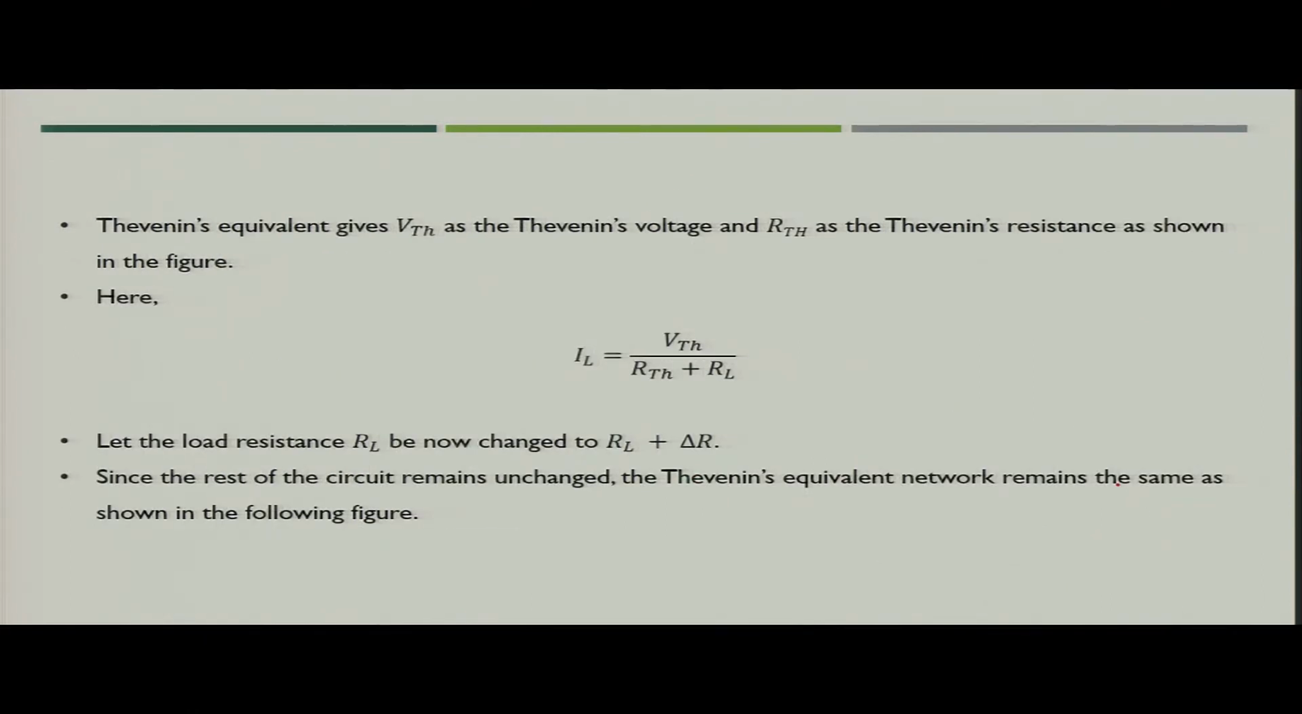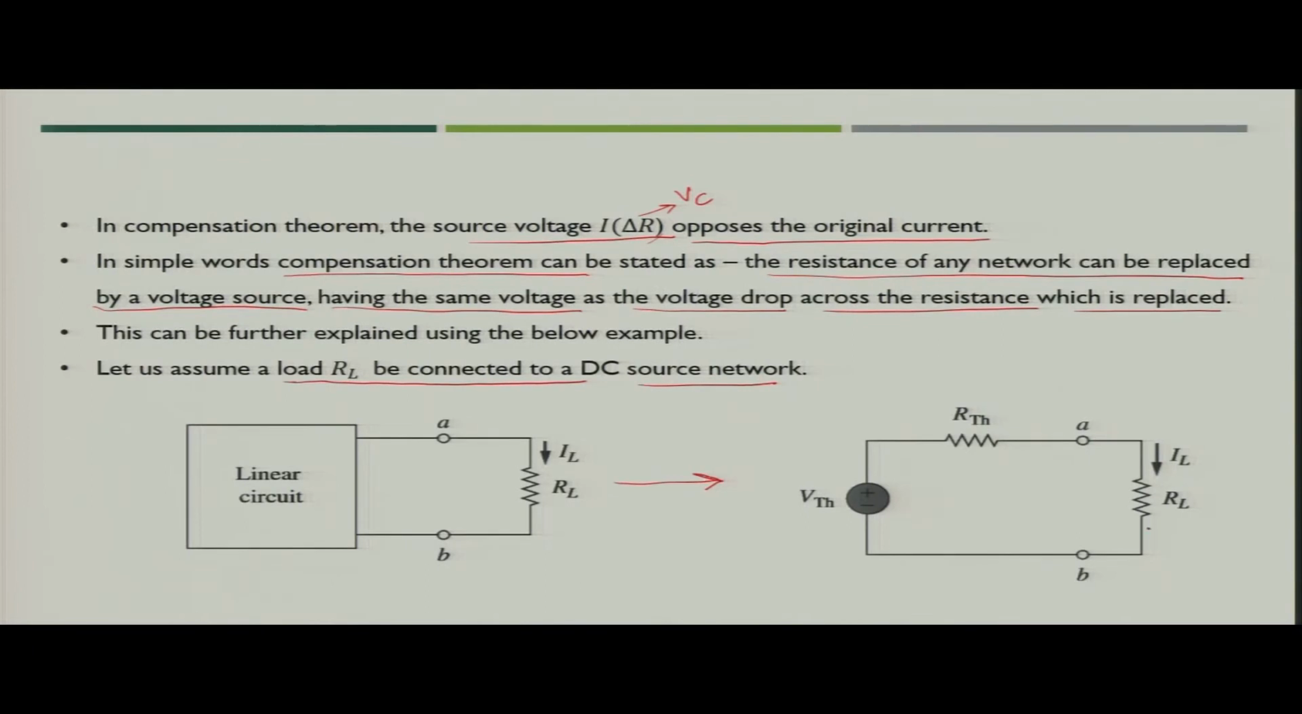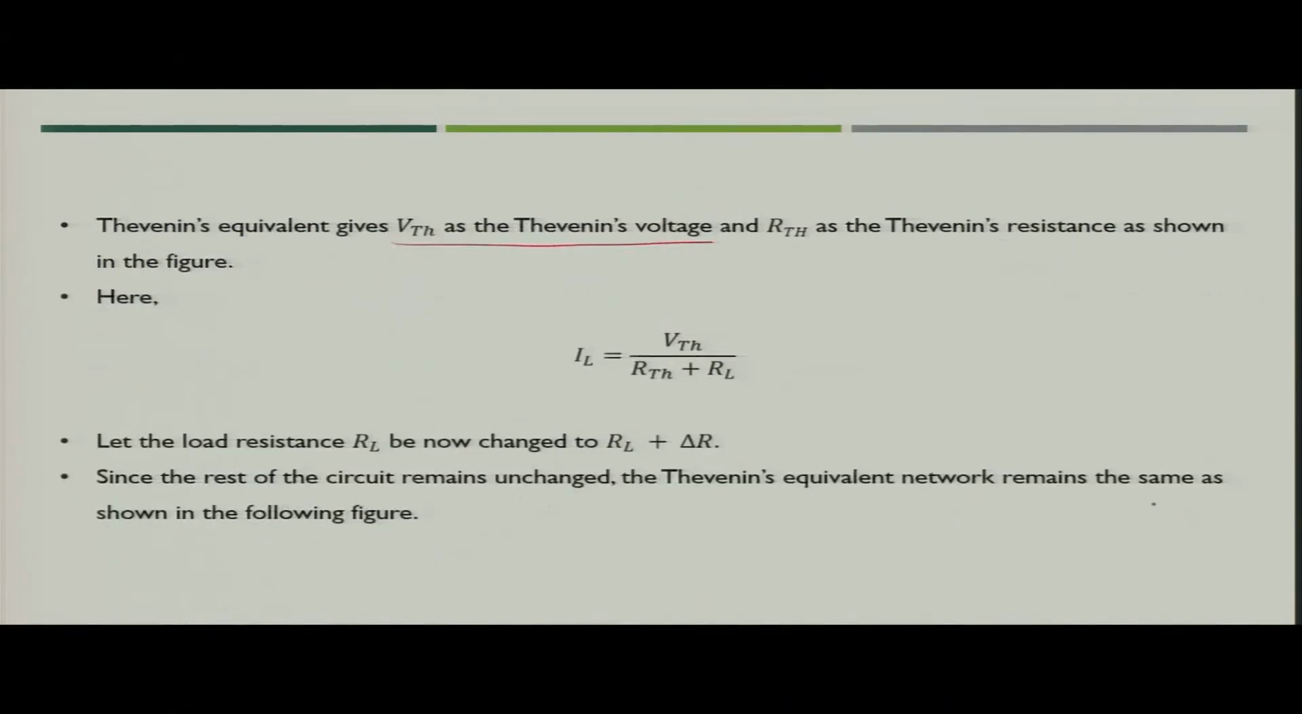Now, if you are calculating the value of I L, what would it be? I L would be nothing but V T H, that is our Thevenin's voltage, divided by R T H plus R L. So, current I L would be V T H divided by R T H plus R L. So, this is what we have got. R T H is nothing but our Thevenin's resistance.